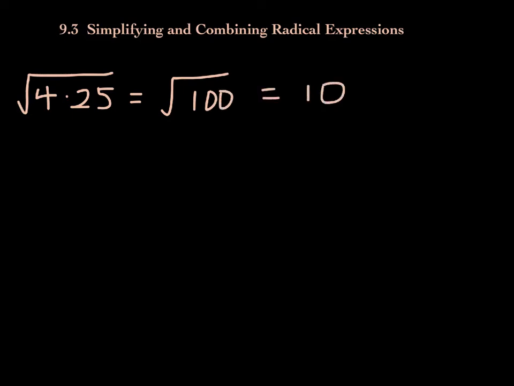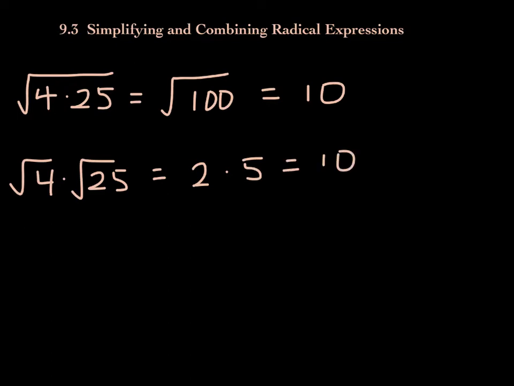But now I would like for you to consider the product of two square roots. So something like this. Okay, so this would mean the square root of 4, which is 2, times the square root of 25, which is 5, which is also 10. So we can see here that the square root of a product is equivalent to the product of square roots.